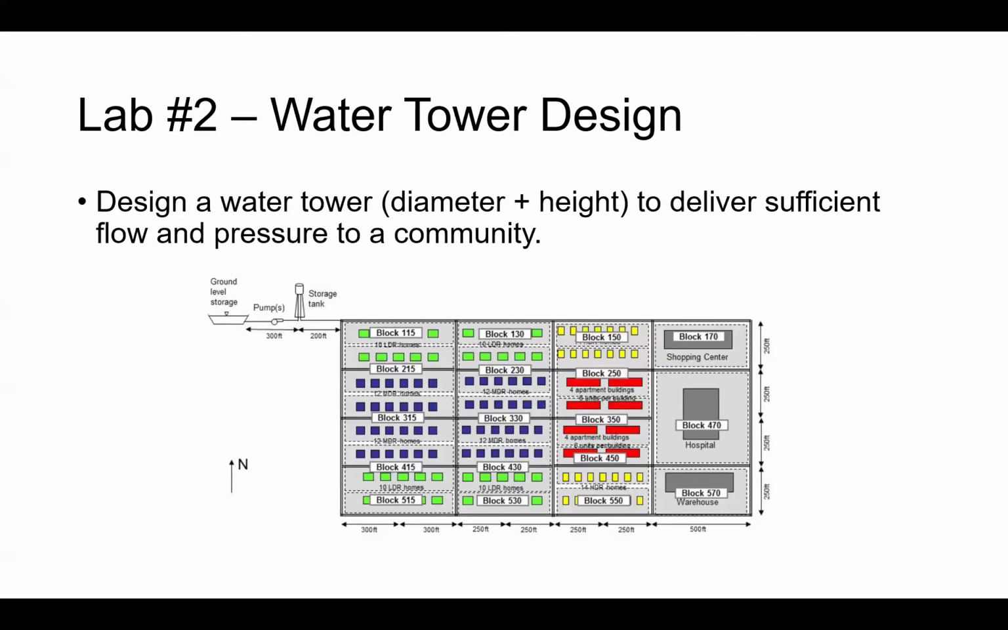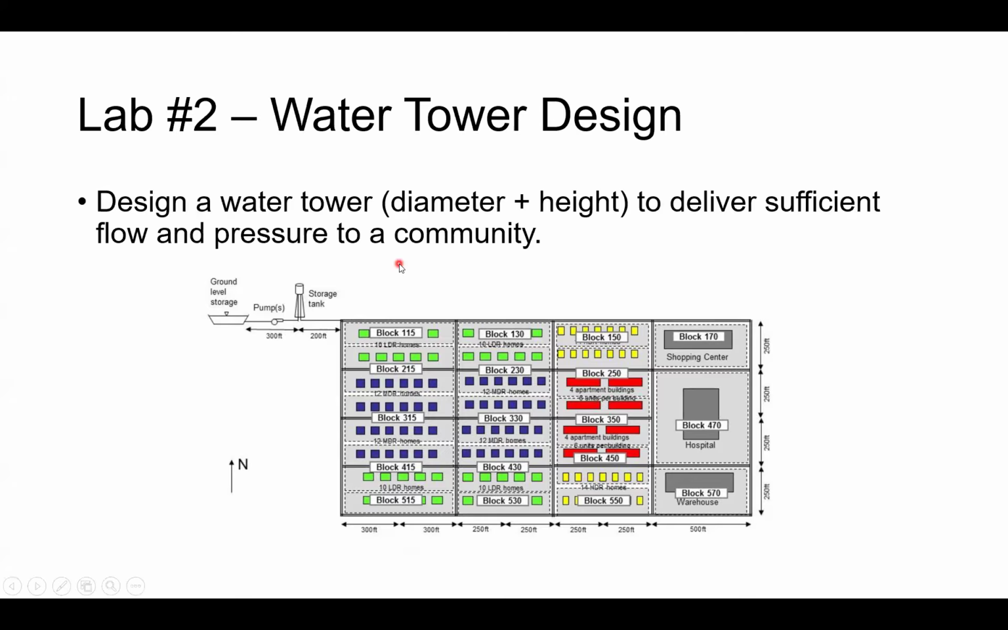Let's get into lab number 2. Like I said, you're going to be designing a water tower, a tank that is above the ground. And that tower has 2 design parameters: diameter for the tank and height of the bottom, or the invert, of the tank above the ground to deliver sufficient flow and pressure to this community. And here's just a little schematic of the community.